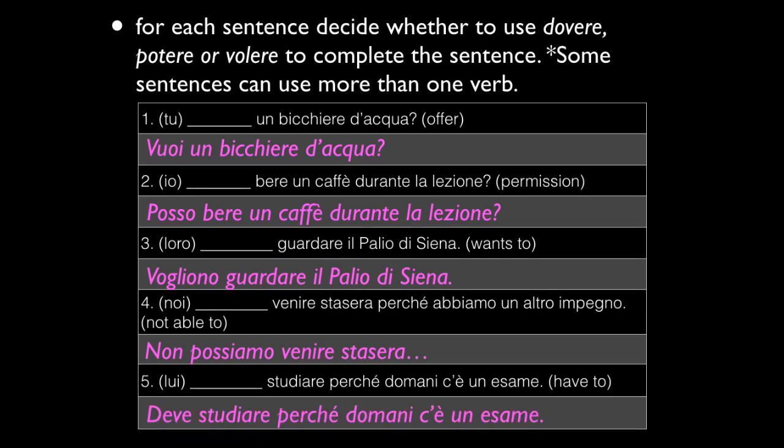And 5, lui deve studiare perché domani c'è un esame. And that is logical. He has to study because tomorrow there's an exam. So, and voi dovete studiare, all of you have to study as well, because this is not an easy concept.